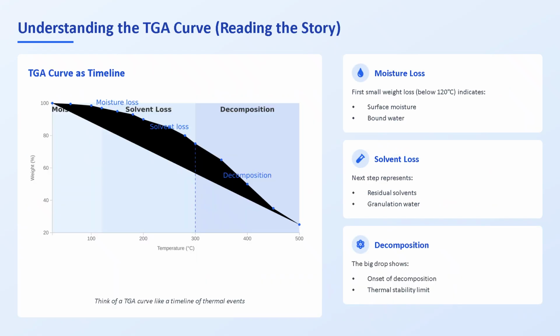TGA helps answer essential development questions. It reveals whether an API is hygroscopic, whether an excipient can degrade during processing, and whether a formulation remains stable under accelerated conditions. For APIs, TGA determines decomposition onset temperatures and compares polymorphs, salts, and hydrates. For excipients, it evaluates thermal stability and moisture release. For finished drug products, TGA supports stability assessment and regulatory submissions.